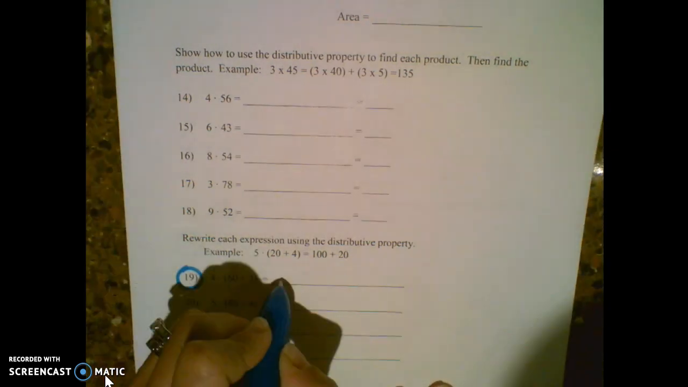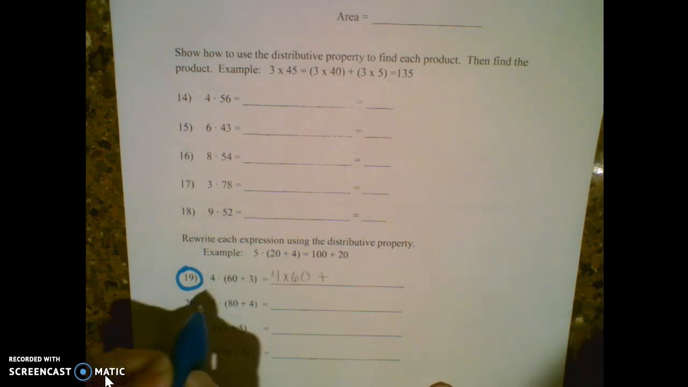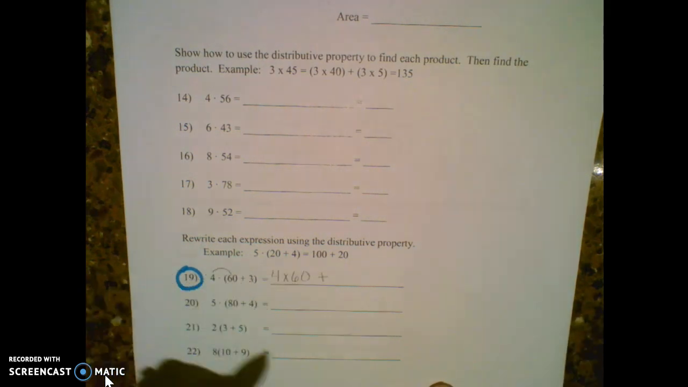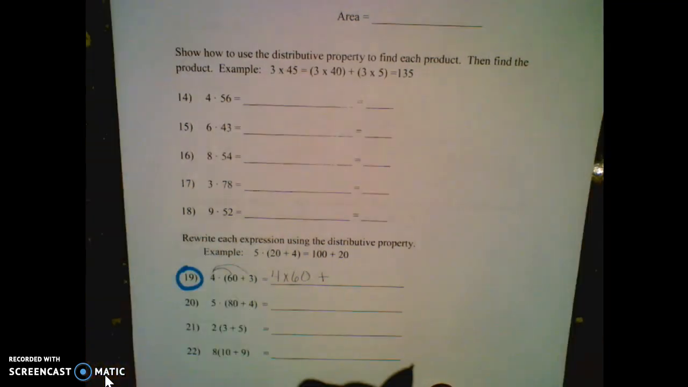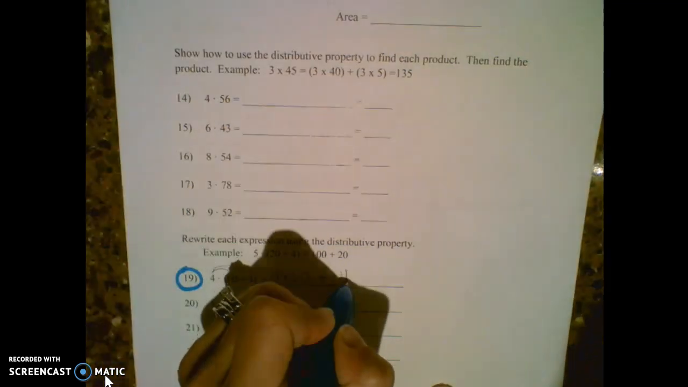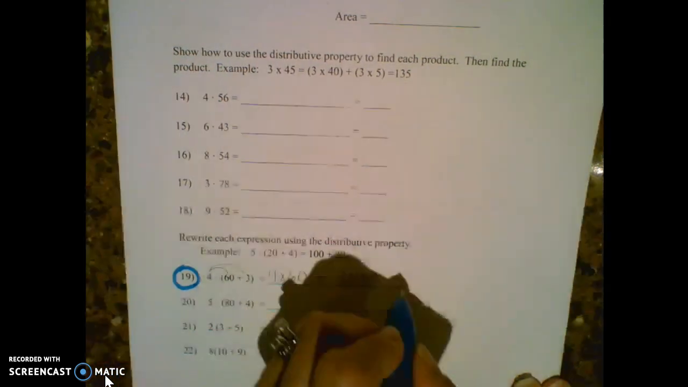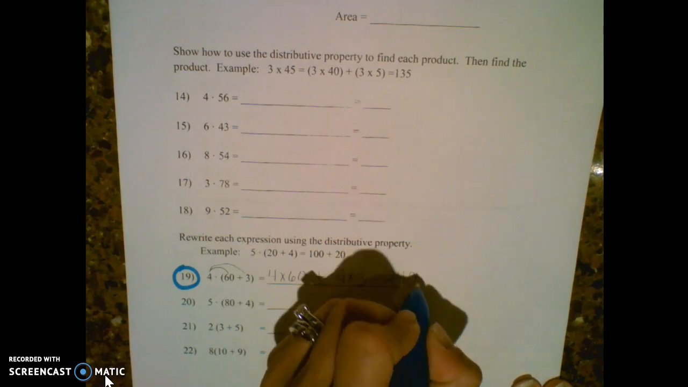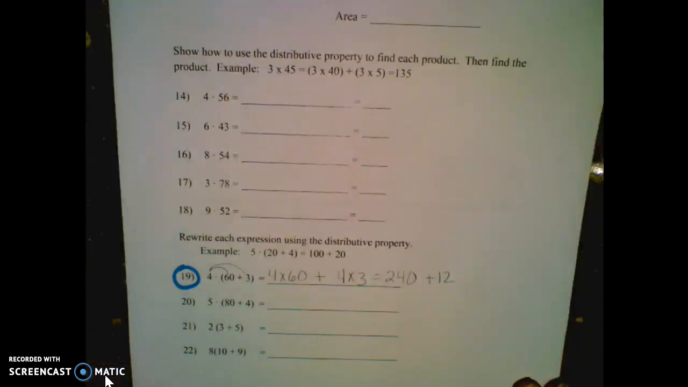So what you're thinking here is 4 times 60 plus, because remember, I'm taking 60 4 times, but I'm also taking 3 4 times. So 4 times 60 is 240, plus 4 times 3 is 12, okay? And you can go ahead and give the answer if you want, but I'm really looking for these two methods. So go ahead and pause the video and try number 20.